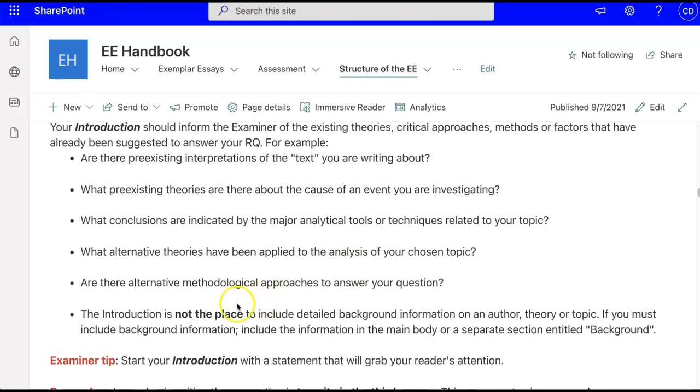Now, it's very important, this is not the place to include detailed background information. If you have to include background information, perhaps have a separate section called background, but ideally you would include any background information in the main body, with the analysis.